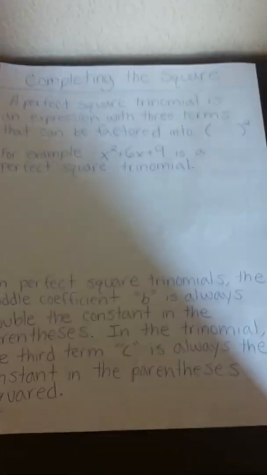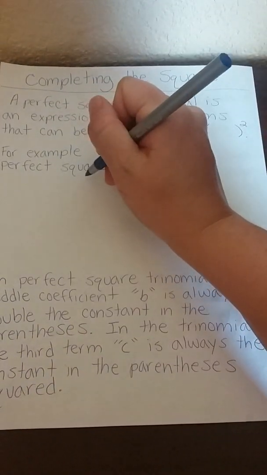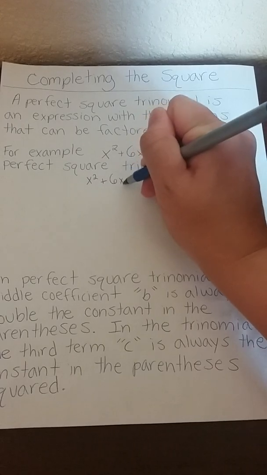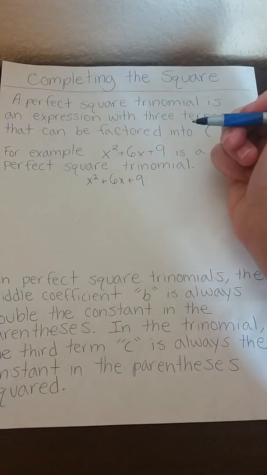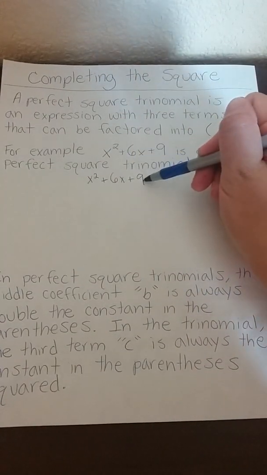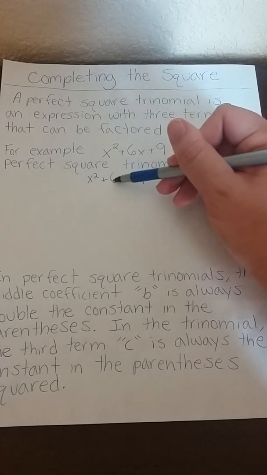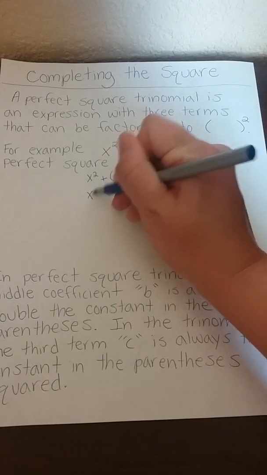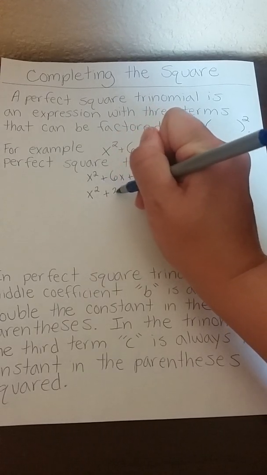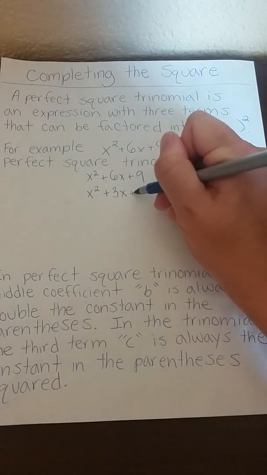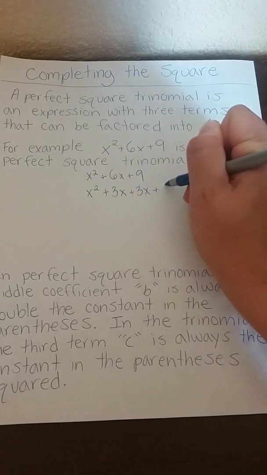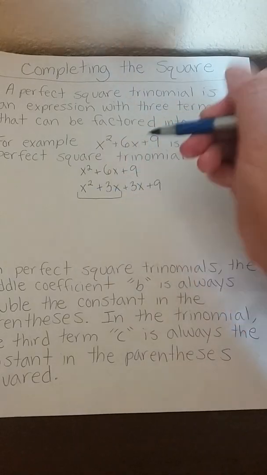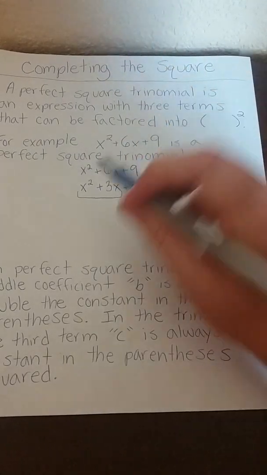Here's why. If we actually factor this, we have x squared plus 6x plus 9. Factoring means I'm looking for two numbers that multiply to 9 and add to 6. Those numbers are 3 and 3. So this becomes x squared plus 3x plus 3x plus 9. As I factor this, I group these two together and I group these two together.